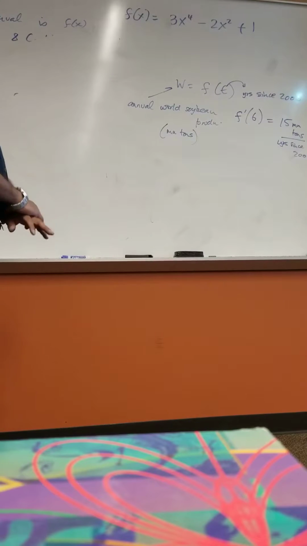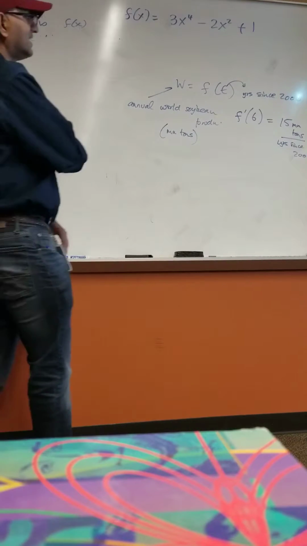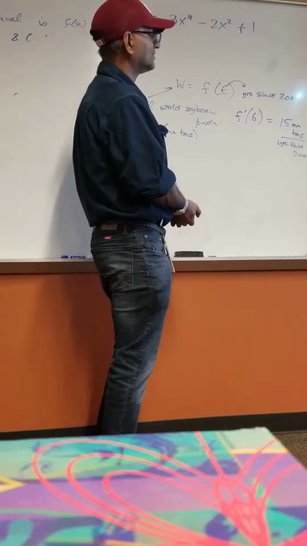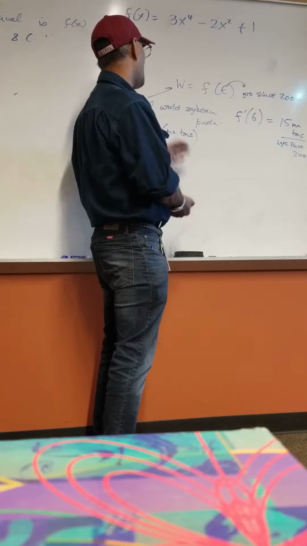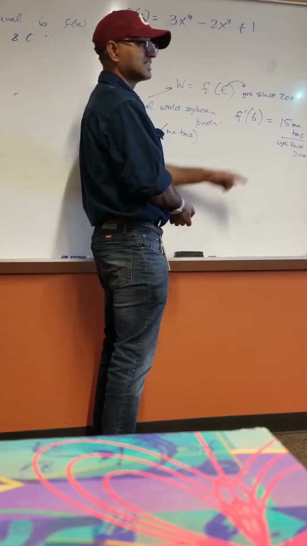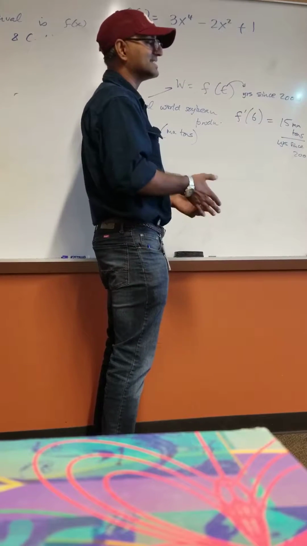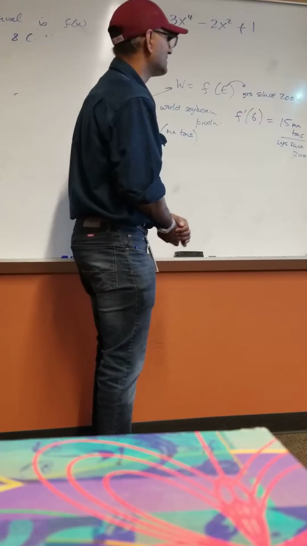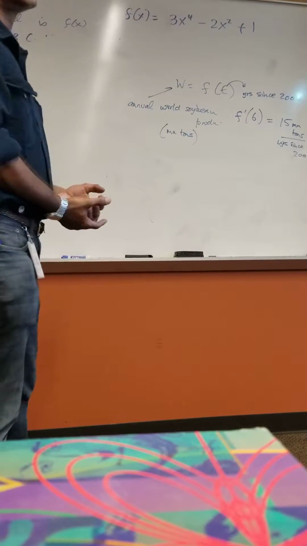Not very clever. Repeat. In the year 2006, very well done. Indicates that in the year 2006, the annual world soybean production, it's positive, was increasing. Don't say is. It's rise over run, it's change over change. Increasing at the rate of 15 million tons per year.